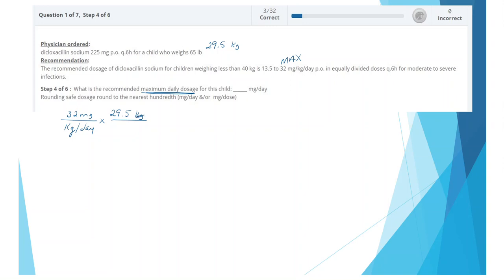Now remember, the kilograms always cancel, leaving us in milligrams per day. So we'll multiply 32 times the 29.5, and I'm going to get 944 milligrams per day. Now again, this one said round to the nearest hundredth, but when I multiplied that out, I got a whole number, so that's okay. So this is my maximum amount of milligrams per day.